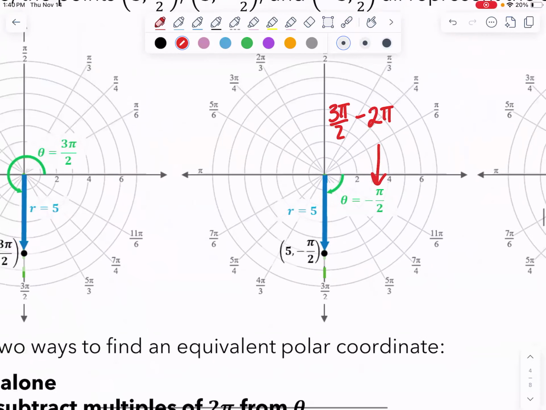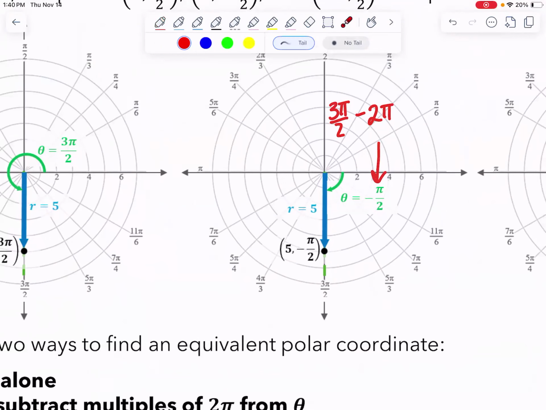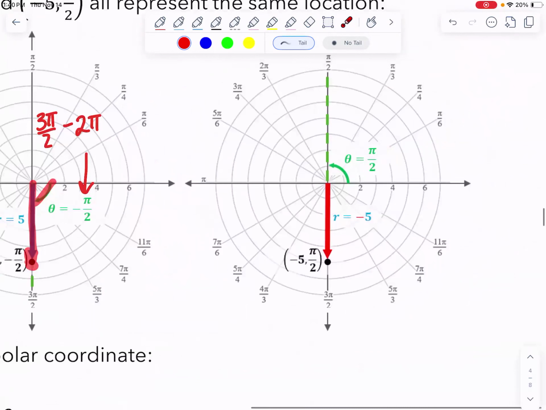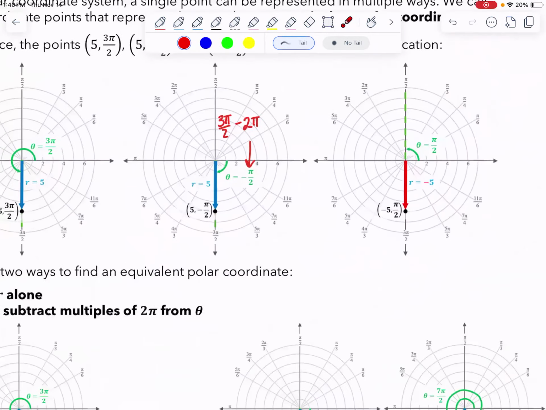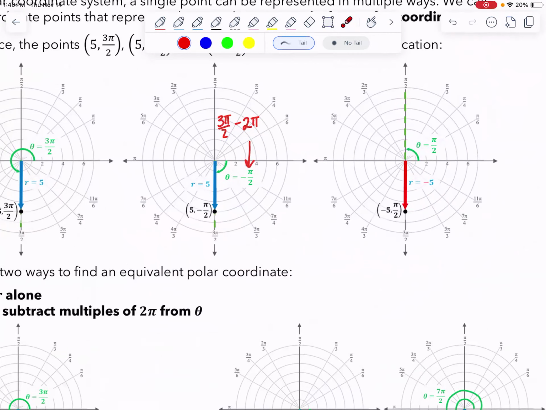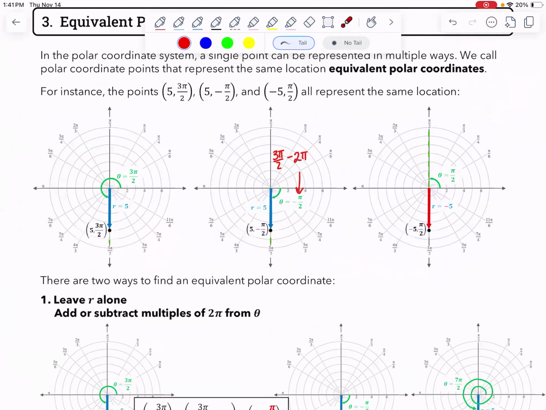If you do 3 pi over 2 minus 2 pi, you get negative pi over 2. All right, and then you go to negative pi over 2, you go outward 5, end up in the same place. The alternative way of getting down to this point down here is I can go to positive pi over 2, and then instead of having a positive radius, I can have a negative radius. So I go the opposite direction, but then I make my radius negative, and I reach the same location. So those really end up being the different ways that you can plot equivalent points.